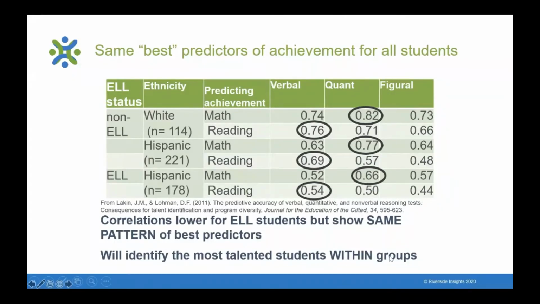And you can see that even for English learners, both Hispanic students who are English learners and non-English learners still have the same best predictors of math and reading achievement, which are quantitative and verbal reasoning. Non-verbal reasoning or figural reasoning tests are never the best predictor of these outcomes.